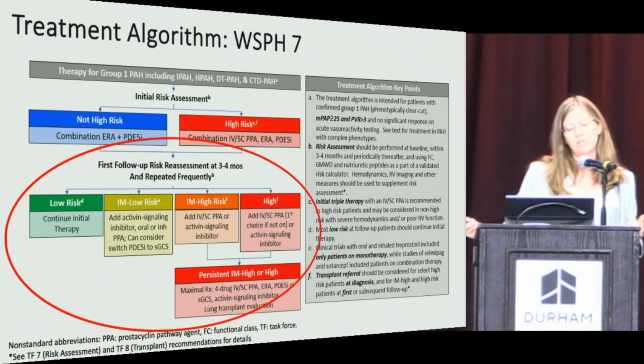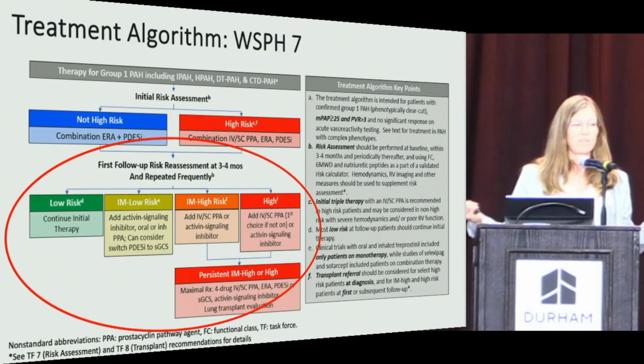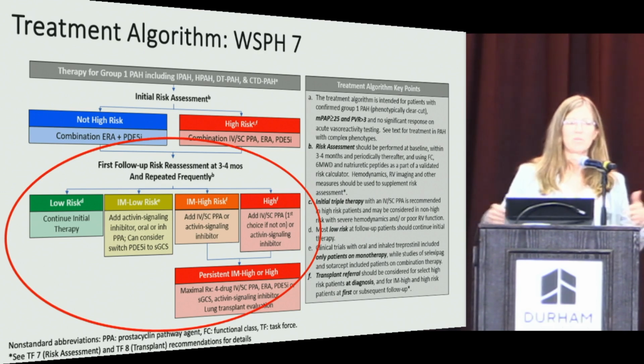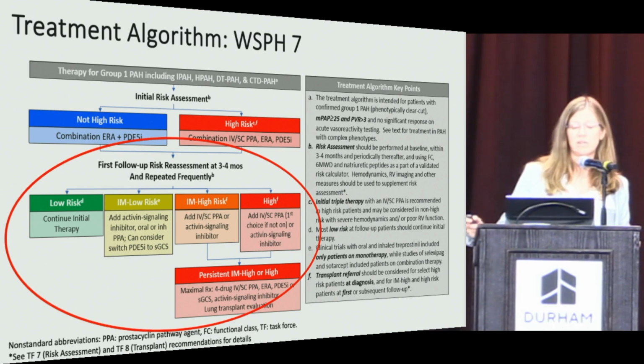And then finally, maximal medical therapy is 4-drug therapy now with an ERA, a PDE5 or riociguat, sotatercept, and then parenteral therapy. We'll spend some more time talking about the intermediate low-risk patient group, though, because that's where we have the most treatment options to consider.